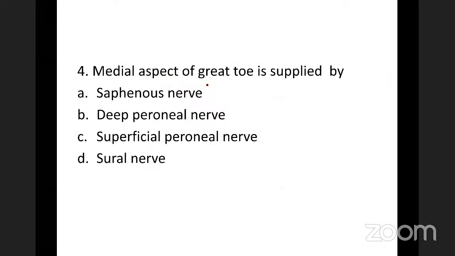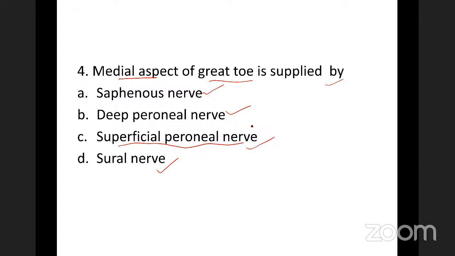Now we will answer the MCQ question. Students, are you all there? Is anyone there? Yes, ma'am. Yes, very good. So, the medial aspect of the great toe is supplied by, you know that the dorsum of the foot was supplied by some nerves, right? The medial aspect of the great toe is supplied by saphenous nerve, deep peroneal nerve, superficial peroneal nerve, sural nerve. What is the answer, student? C. Superficial peroneal nerve? Any other answers, students? Any other guesses? Make mistakes, no problem.